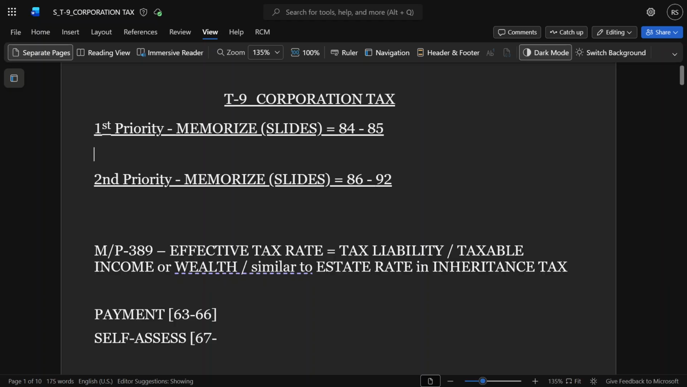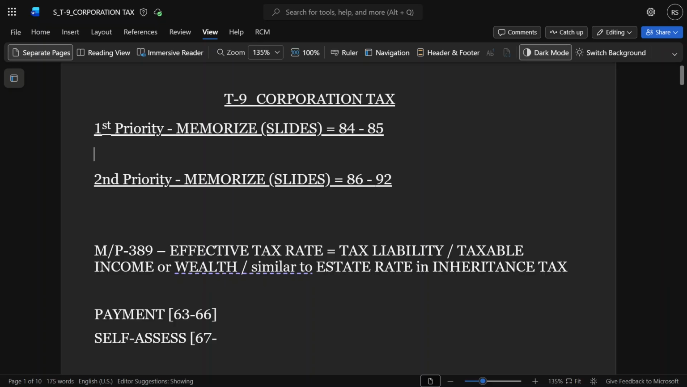So the way you study is, for each topic, first make sure you cover the required number of topics with the first priority memorization only. Don't go to the second priority because you can't remember so many things. Once you've got good preparation for all your topics on the first priority, then if you have extra time, you can go back and do the second priority memorization, all right?